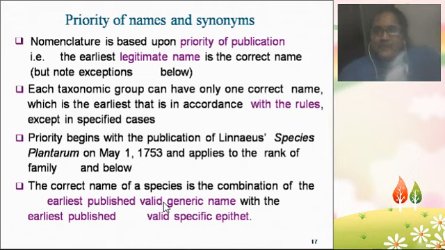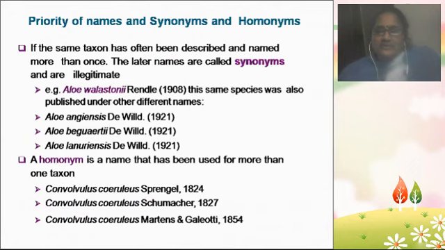Priority is there. Whoever comes first, he or she will always be given priority. At the same time, if that first person is not following the rules and regulations, that name is not going to be accepted by ICBN. Whoever comes later and follows the rules and regulations, that name is accepted by ICBN. That is about the priority of names.